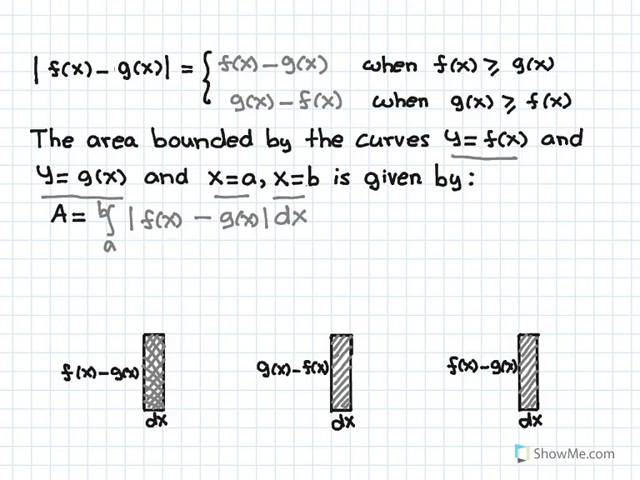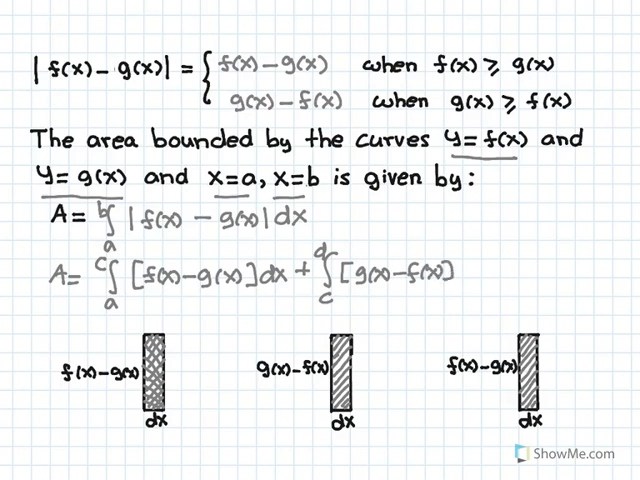So we can write the area as a definite integral. Area is equal to integral from a to c, top minus bottom, f of x minus g of x dx, plus integral from c to d, but now g of x is on top, so that's g of x minus f of x dx, plus integral from d to b, and the top function is f of x minus g of x dx.